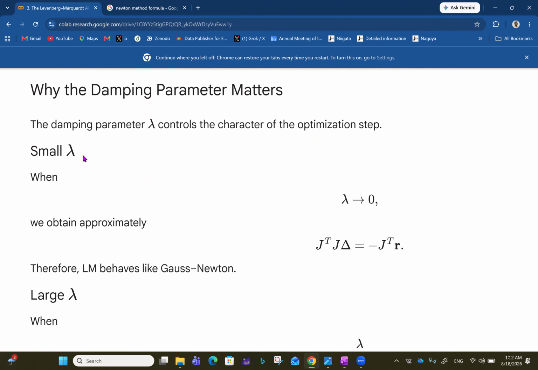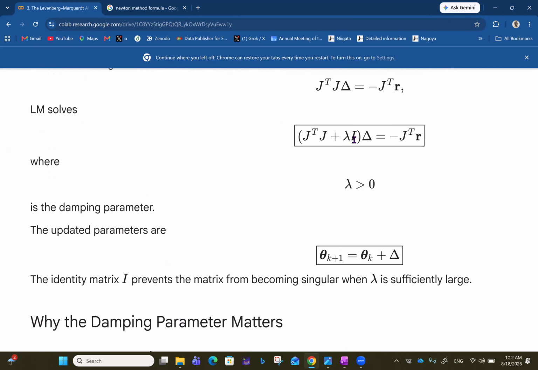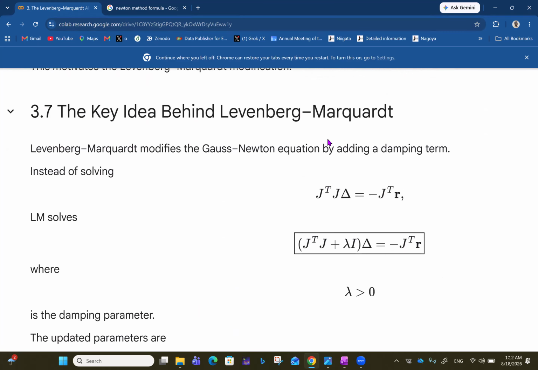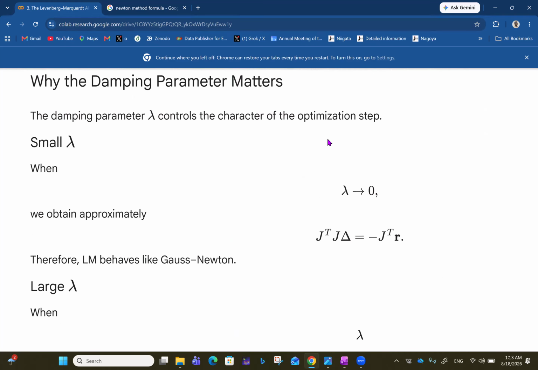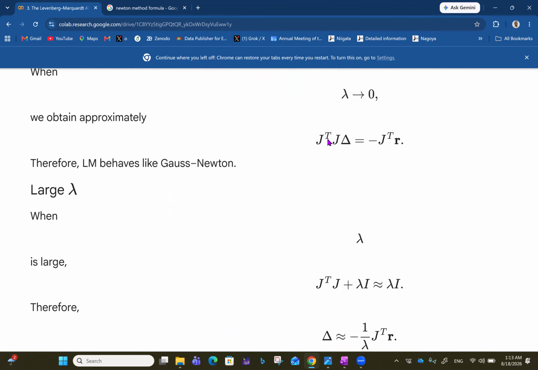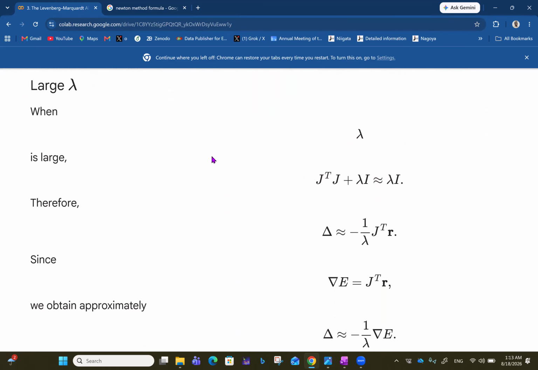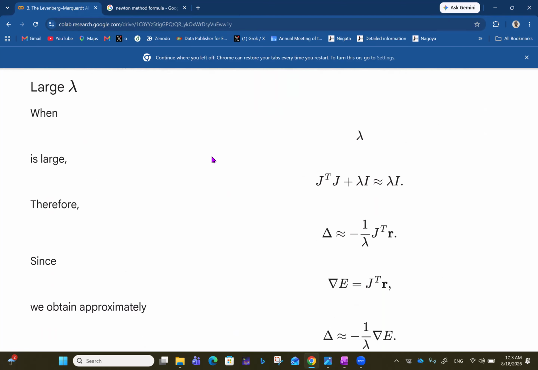When you have a small damping parameter, for instance when lambda approaches zero, we obtain approximately J transpose J grad equals minus J transpose R, because lambda is very small, so if you multiply by I, it's as good as J transpose J. So a very small lambda makes the behavior still look like the Gauss-Newton equation where we're coming from. In that case, Levenberg behaves like Gauss-Newton when the damping parameter is very small.